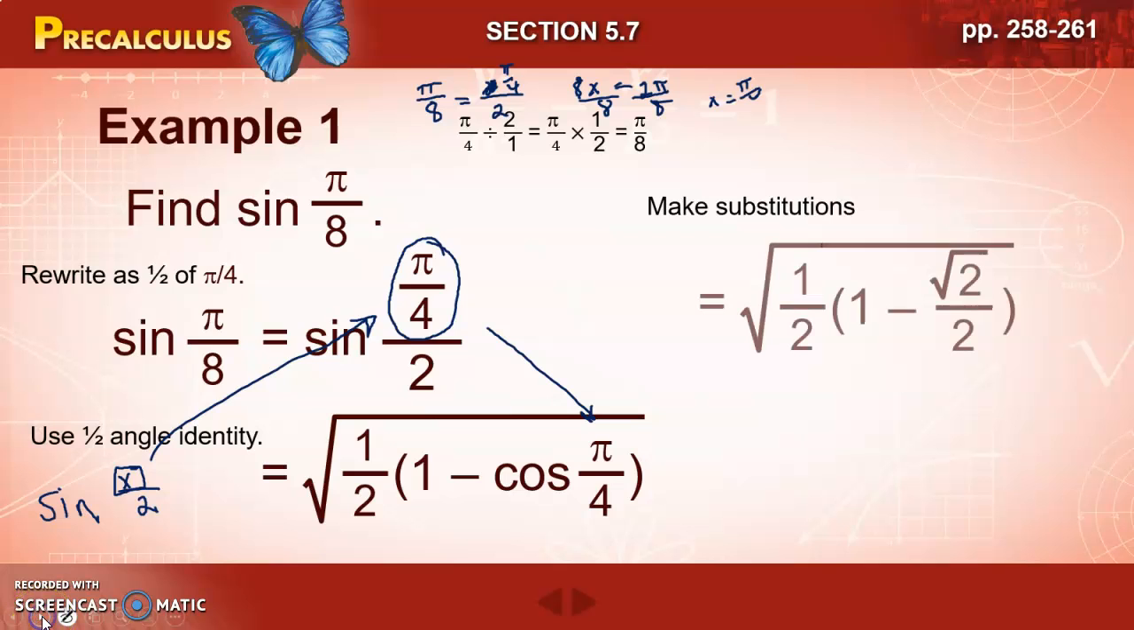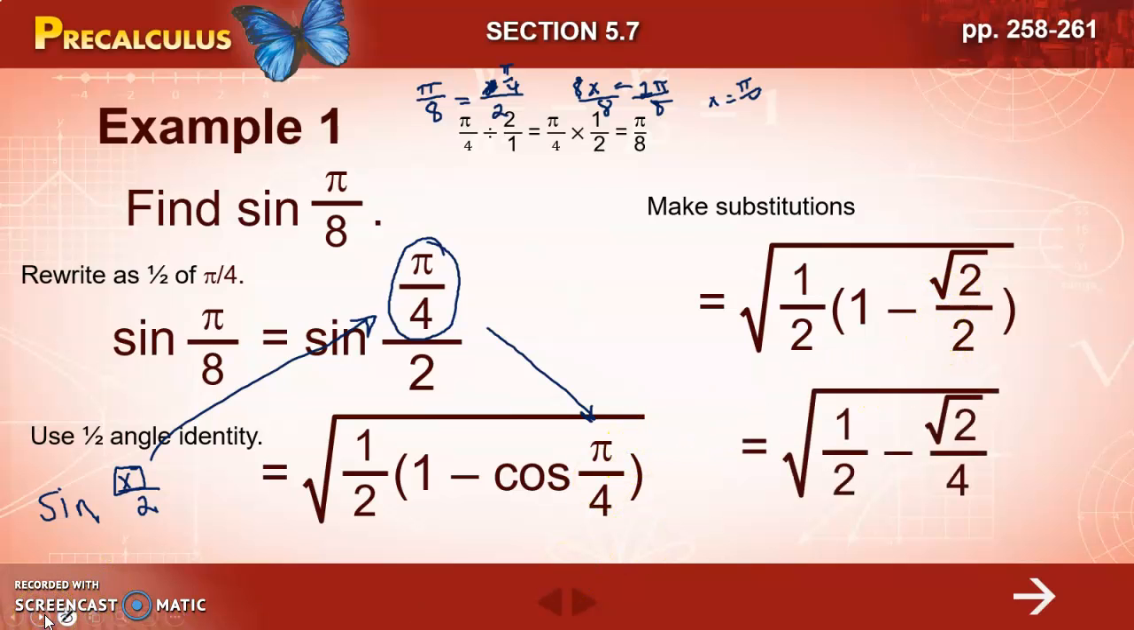We'll then make substitutions. So we know that cosine of pi over 4 is root 2 over 2. And we'll distribute, we'll multiply to get rid of those parentheses. 1/2 times 1 is 1/2, and 1/2 times root 2 over 2 is root 2 over 4.